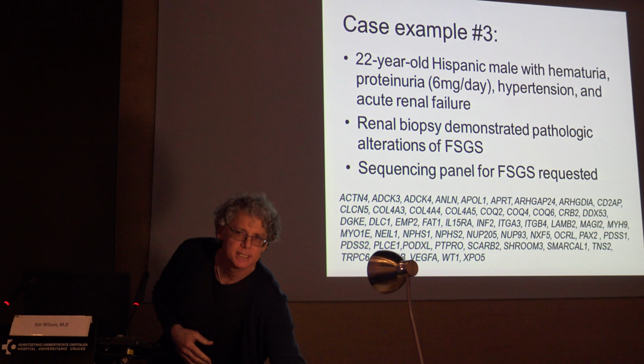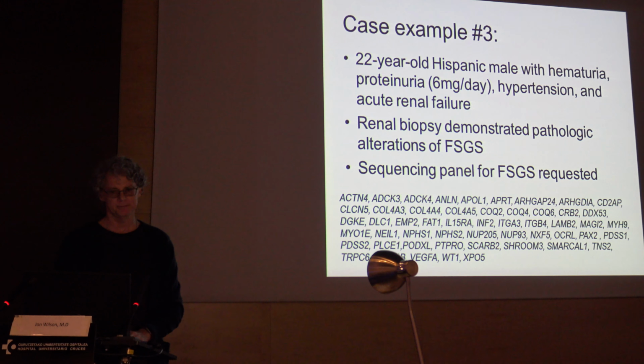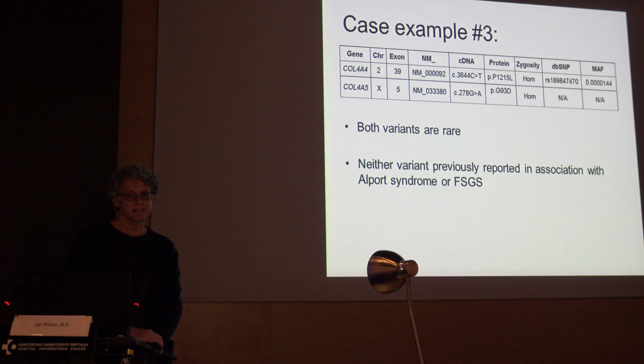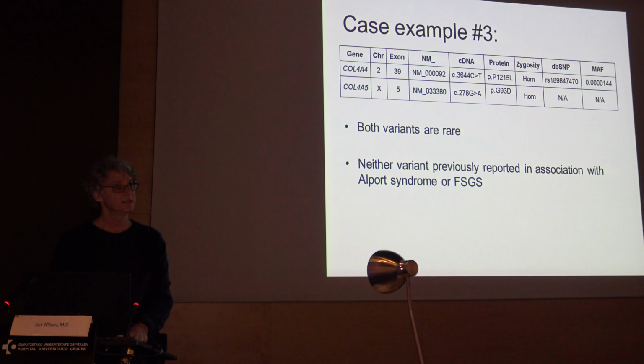The last one is to show a bit of an interesting problem. A 22-year-old Hispanic male with hematuria, proteinuria, hypertension, and acute renal failure was found to have FSGS. And a sequencing panel for FSGS was requested. This is what our FSGS panel includes. And what we found was actually he had 2 variants in COL4A4 on chromosome 2, and he had a single variant in COL4A5 at the same time. So he's homozygous for the COL4A4 and he's hemizygous for the COL4A5. Both of these are causes for Alport syndrome.